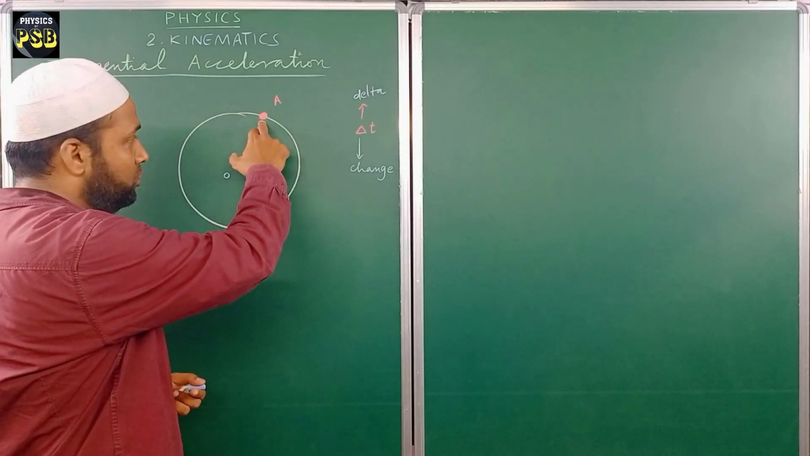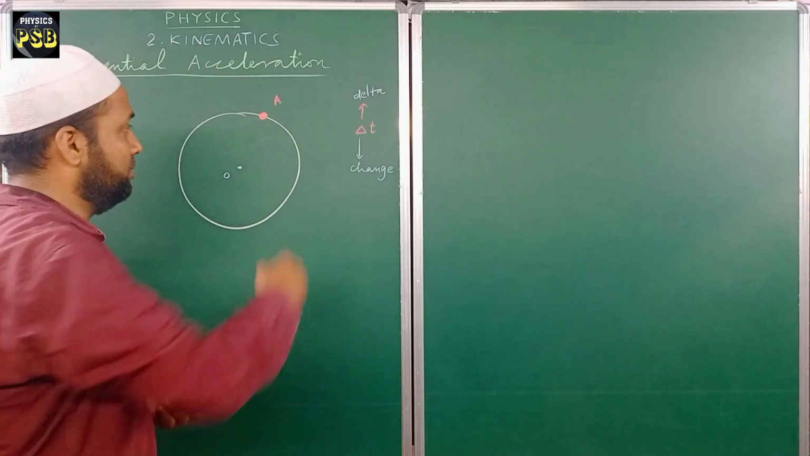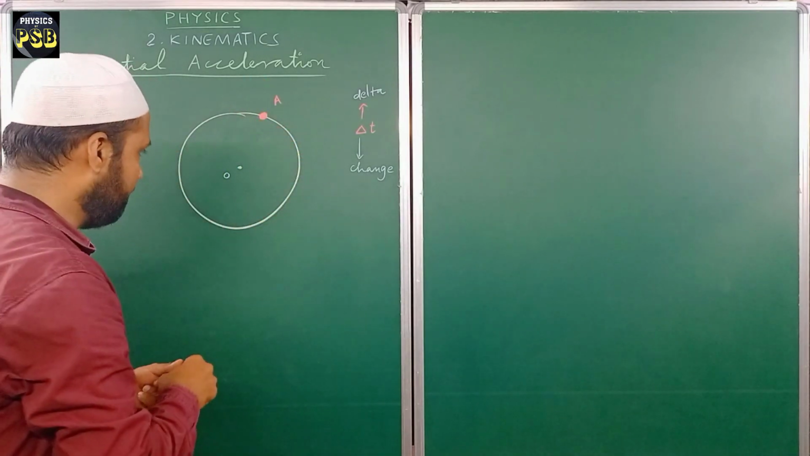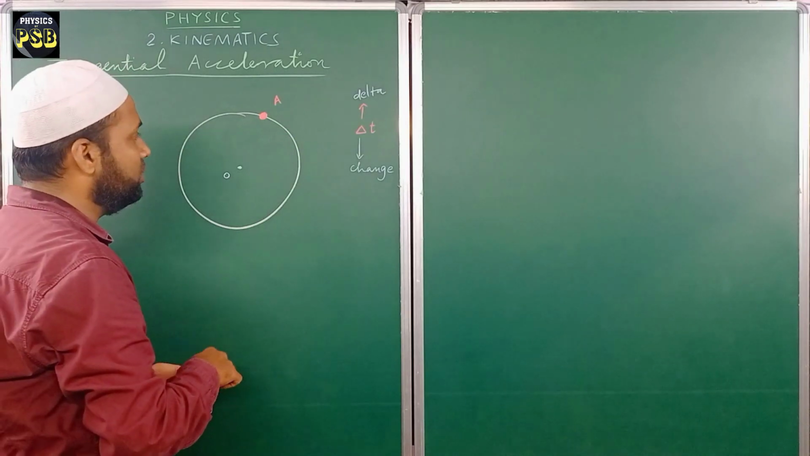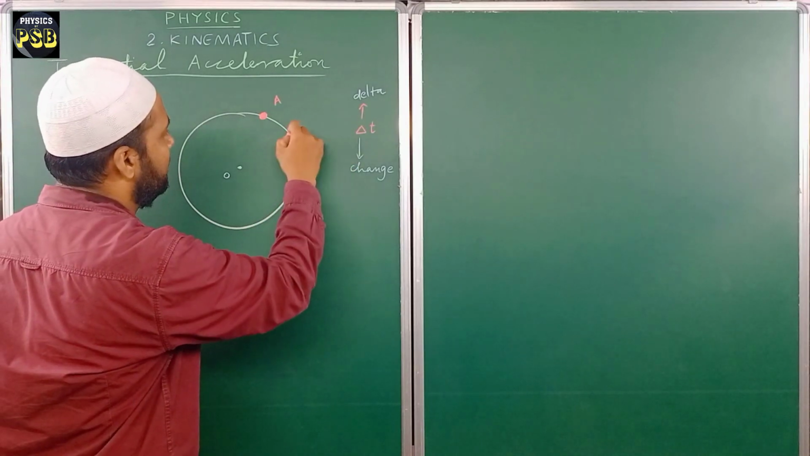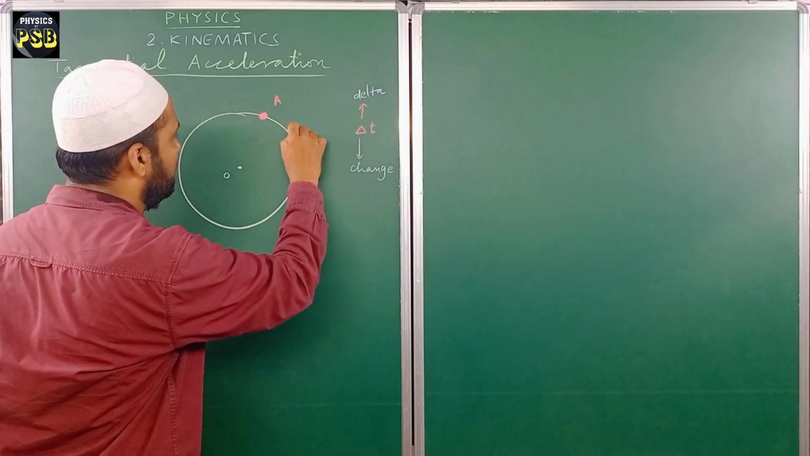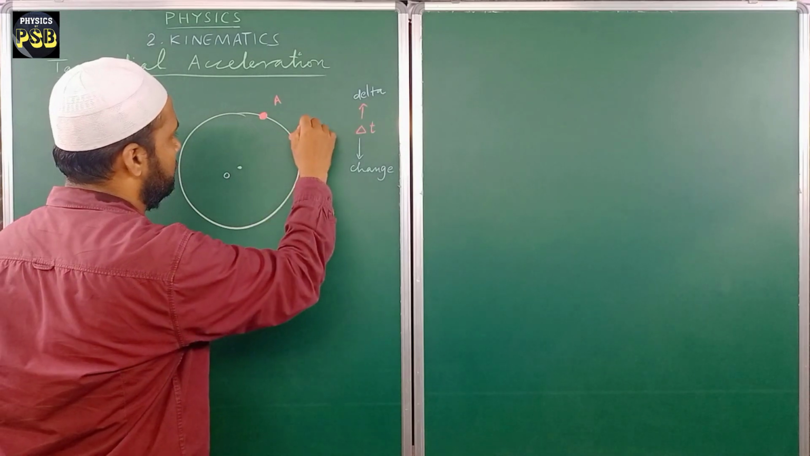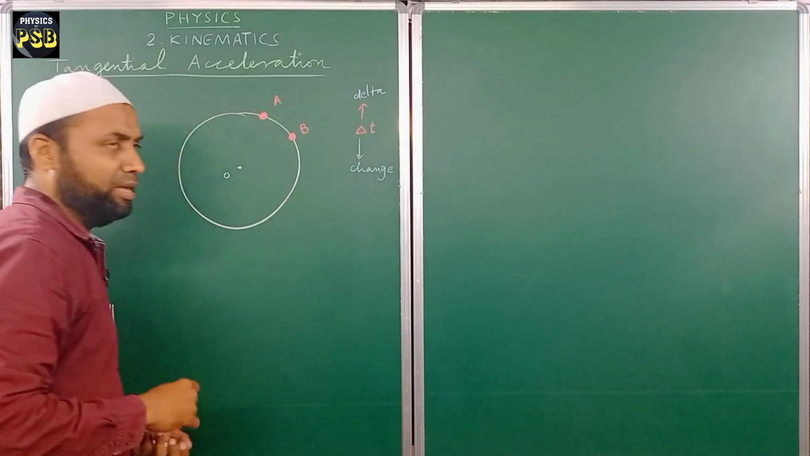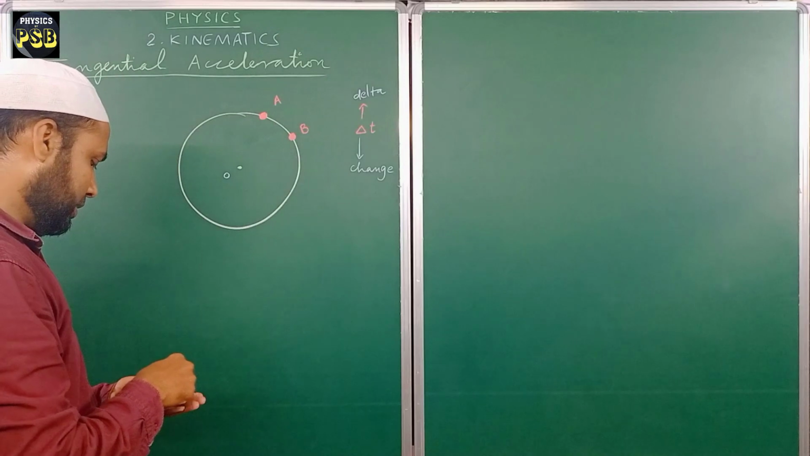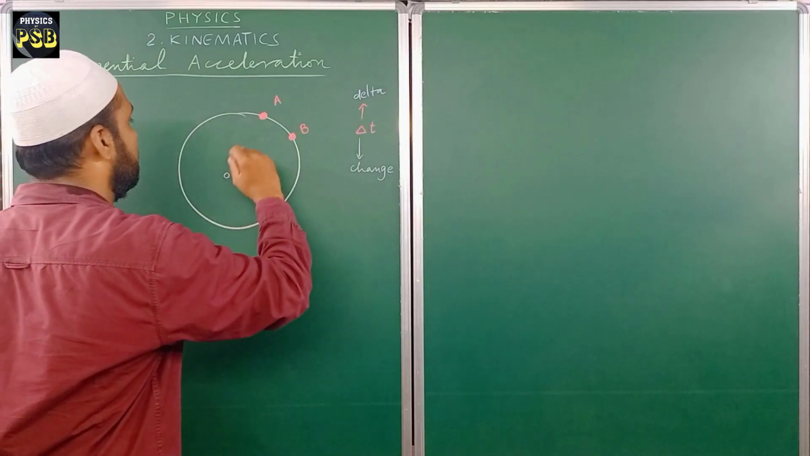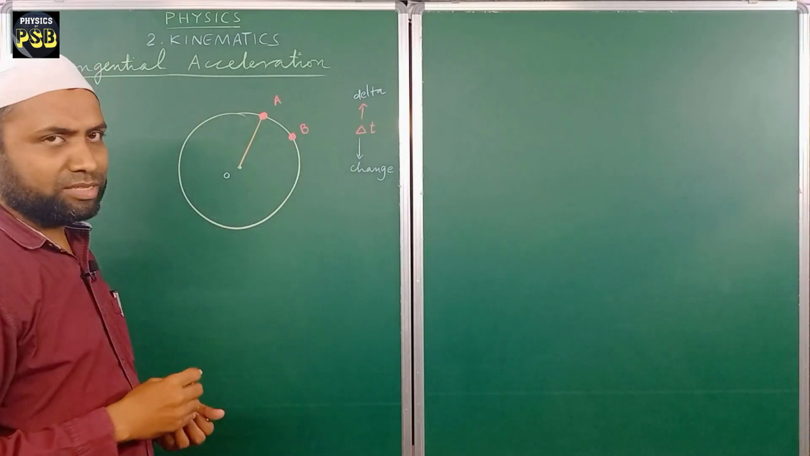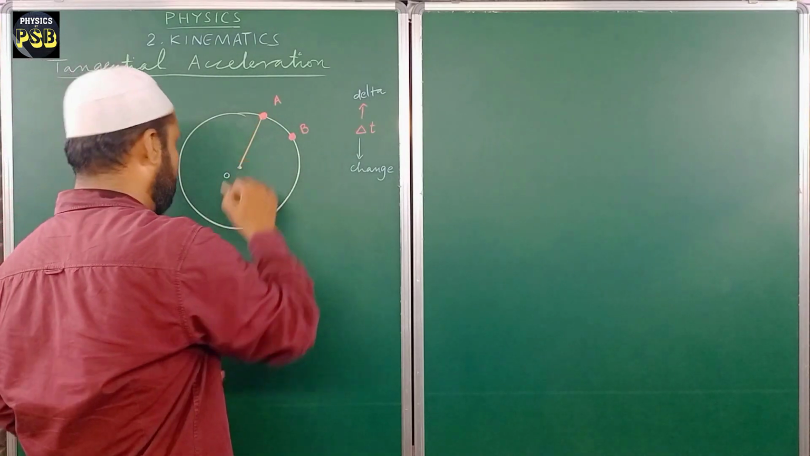In time delta t, the object changes its position. It moves along the circumference of this circle and reaches a new position. See, after time delta t, it has gone to a new position. You see, it is B. Now I connect the object to the center of this circle. The same I do here as well.